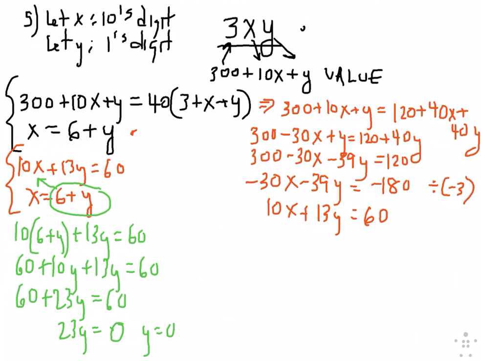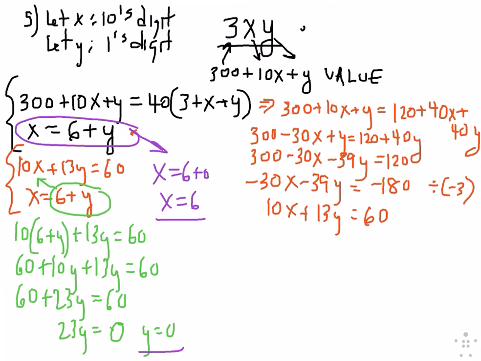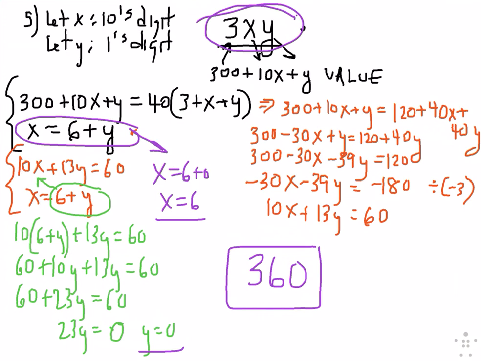Okay. Now I need x. So I'm going to take this equation and get x equals 6 plus 0, x equals 6. So now I have x and I have y, but remember the number we're looking for is 3xy. So it's 300, x is 6, y is 0. So the number that satisfies the statement is 360.